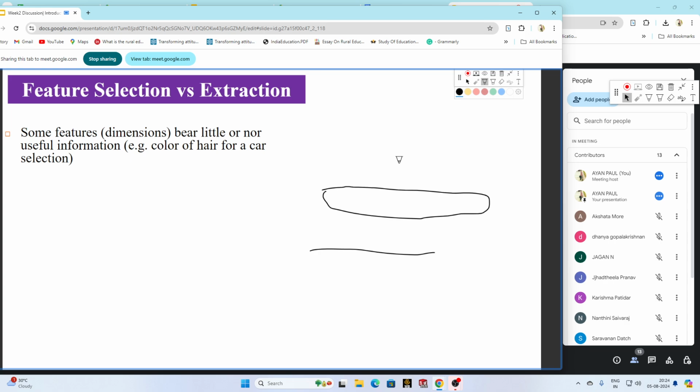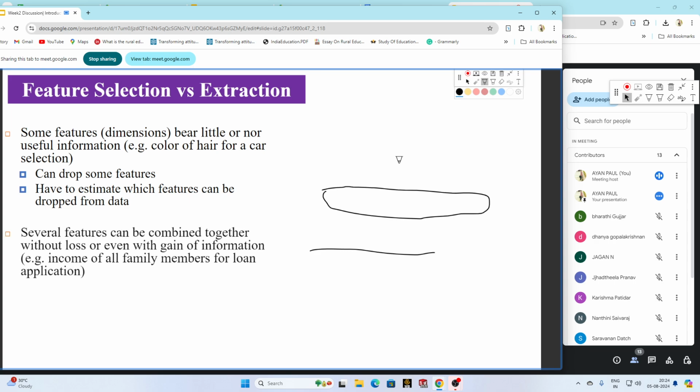This is called feature selection. Feature selection means we can drop some features, and first we have to estimate which features can be dropped from the data. So features that are less important, we will drop. Features that are more important, we will keep. Okay, so this is feature selection.